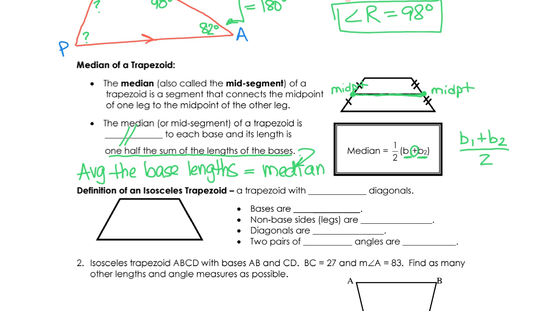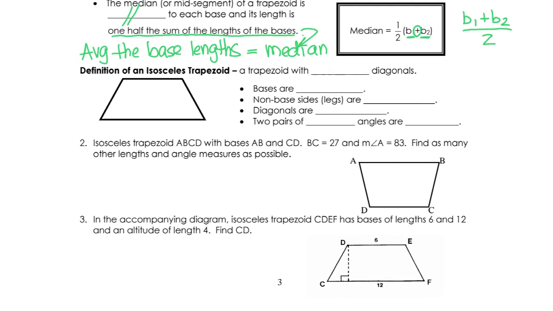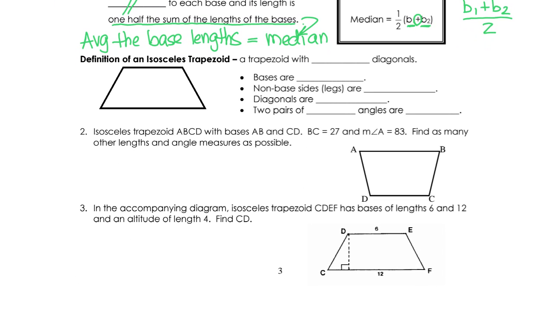Okay. All right. Definition of an isosceles trapezoid. Isosceles is the new word. It's a trapezoid with congruent diagonals. So if we were to draw in one of its diagonals and the other one, and we were to measure them, those two red line segments would be equal in length. So it has congruent diagonals.